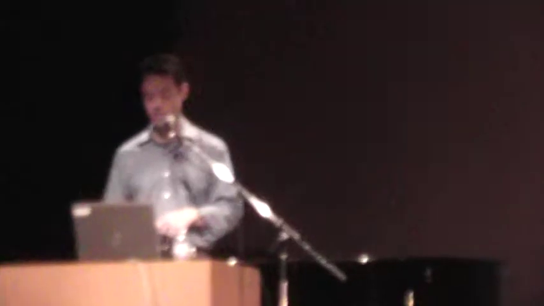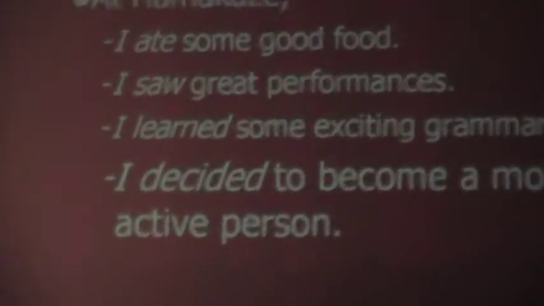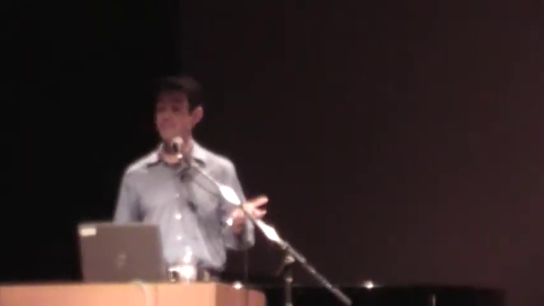Active sentences, we could say, are the normal sentences. These are very, very common. We have a subject, we have a verb, and if we want a little extra spice, we put an object at the end. For example, at Hamakaze, I ate some good food. I saw great performances. So who did it? I did. I ate. I saw. Active. I learned some exciting grammar. Very important. And I decided to become a more active person. Now this is active grammar and active life choices.